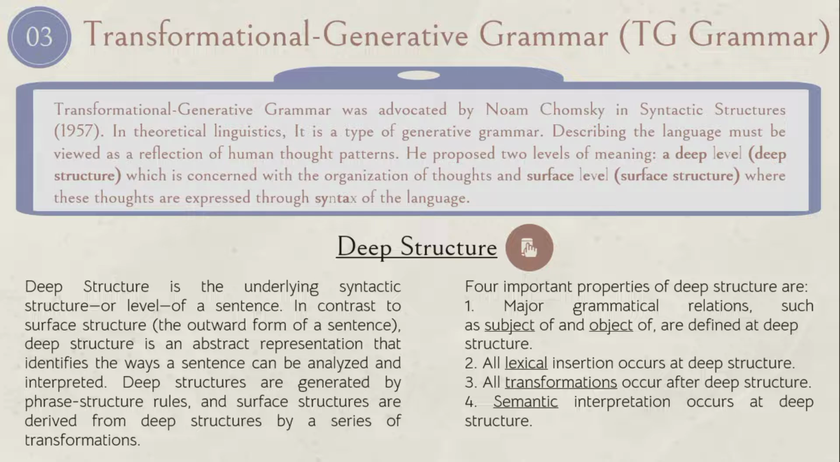Four important properties of deep structure are: the first, major grammatical relations such as subject of and object of are defined at deep structure. 2. All lexical insertion occurs at deep structure. 3. All transformations occur after deep structure. 4. Semantic interpretation occurs at deep structure.